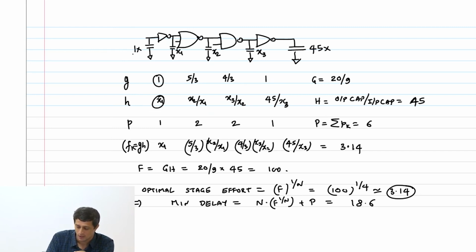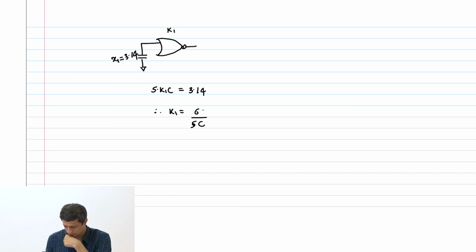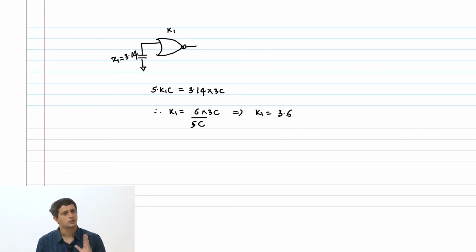If this was 3C, then x1 is 3.14 into 3C, right? So that we are going to incorporate now into 3C. That implies K1 is whatever value you get, 18 by 5. This is about 3.6. So like that you can find out how much the gate is upsized by.